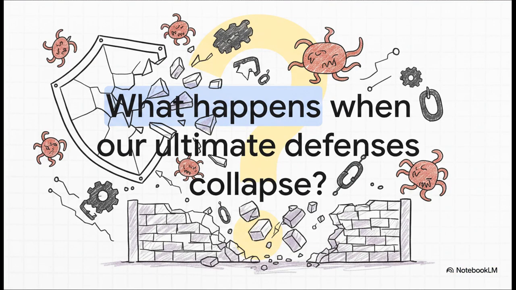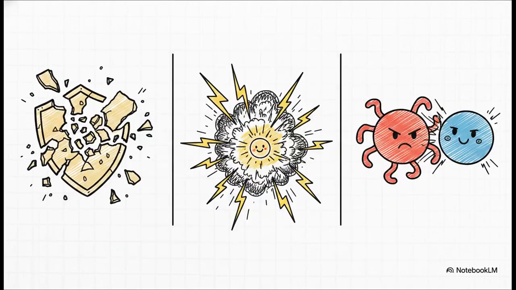This raises a pretty terrifying question, actually. What happens when our ultimate defenses completely collapse? How do diseases manifest when the highly coordinated system that's supposed to protect us from harm fundamentally fails to do its job? Well, these biological failures generally fall into three massive categories. First up, we see complete system collapse. This is represented by acquired immunodeficiency syndrome, or AIDS, where a virus specifically targets those command and control immune cells. It effectively wipes out the defense forces, leaving the body totally defenseless against otherwise harmless microbes.